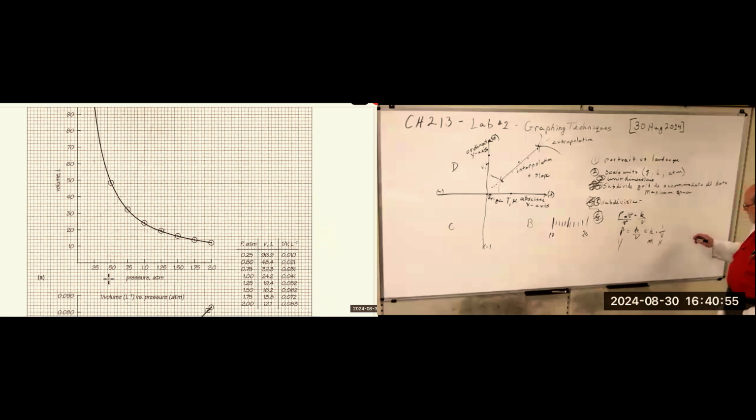So if I plot, instead of pressure times volume, I still put pressure down here because I'm the one controlling it. This is the X, the independent variable. But now the dependent variable is 1 over V. Now I'm going to get a straight line with a slope of K. Okay? So what are the units?